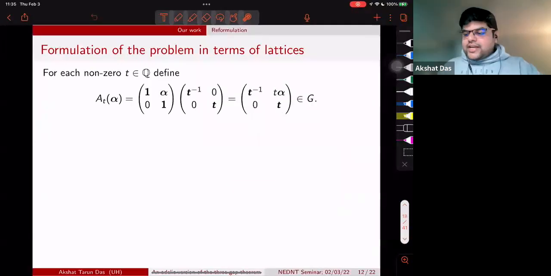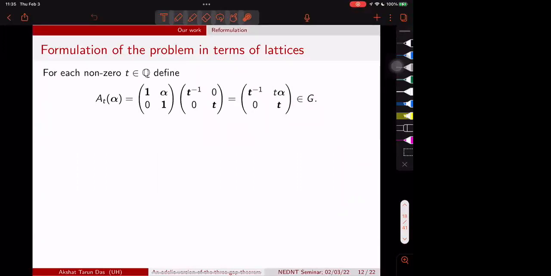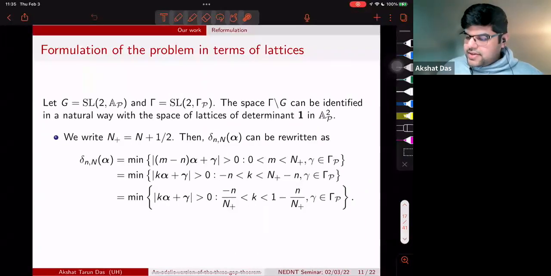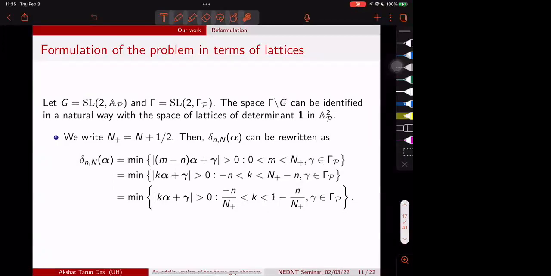So towards that, let's go ahead and define this lattice. Yes? Could you go back to your previous slide? The previous one. Can you explain again why the second line is equivalent to the third line?